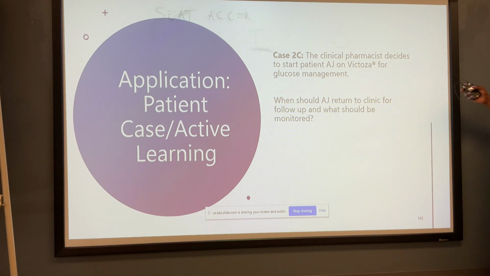So the clinical pharmacist decides to start the patient on Victoza. When should AJ return to clinic for follow-up, and what should be monitored? I noticed that when students come to site, they don't really know how to do a plan or when to tell the patient to come back. So what would you recommend for a patient that you gave an injection to? When do you think they should come back to see you?